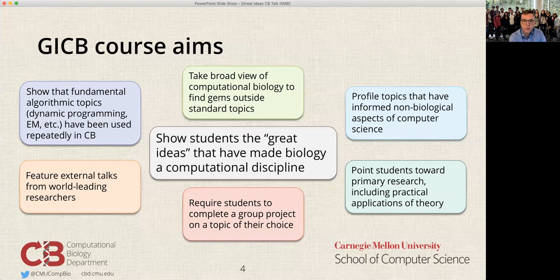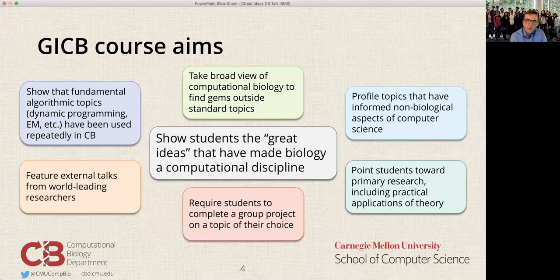We require students to complete a group project on a topic of their choice, so they have the freedom to pick a topic, and that reinforces the breadth of our course as well, because they have the freedom to choose really from a wide variety of different options.